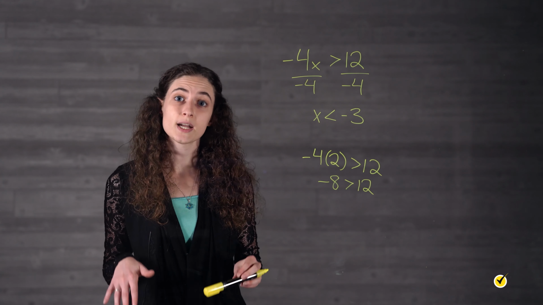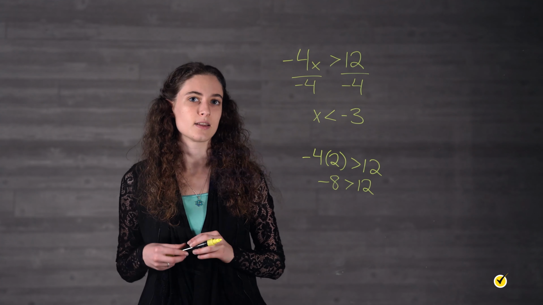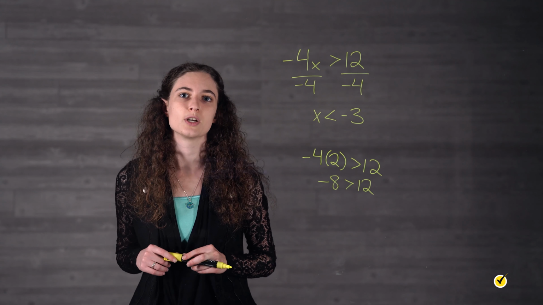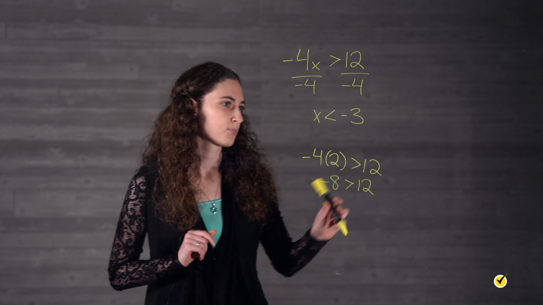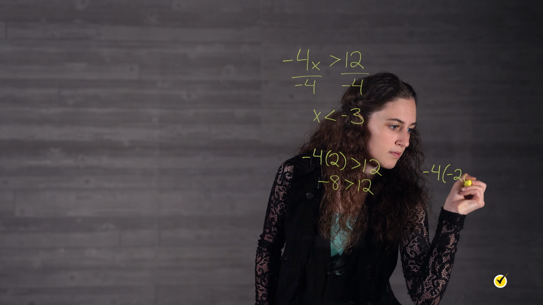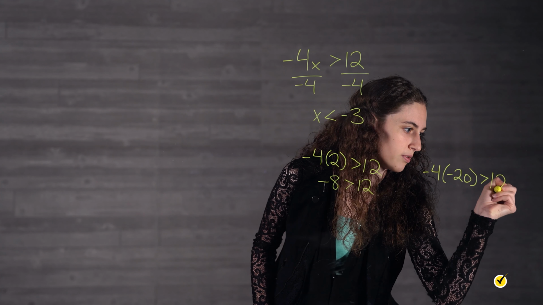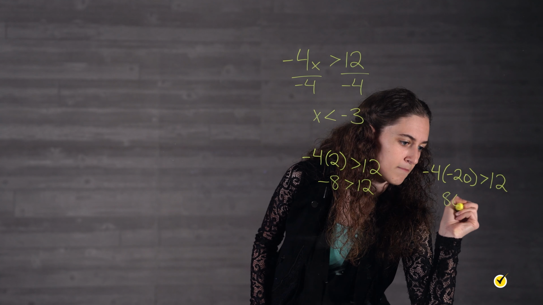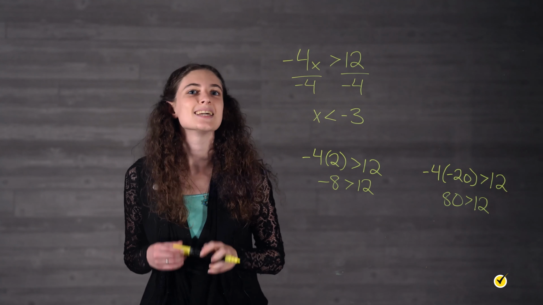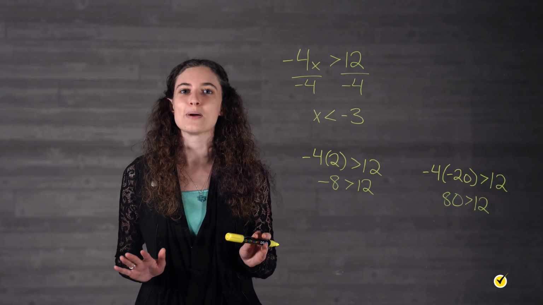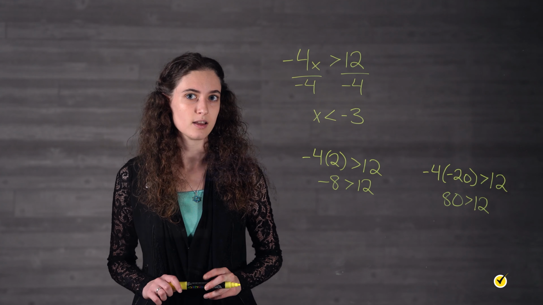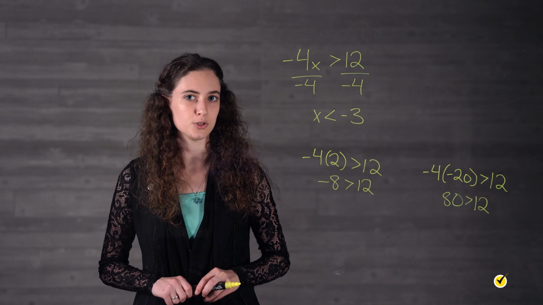Now let's look back at our correct answer, x < -3. -20 is less than -3, so let's plug this into our inequality to check if it works. -4 times -20 > 12, so 80 > 12. That's true. So just remember, when you multiply or divide by a negative number, you have to flip the sign. Otherwise, your inequality will not be true.